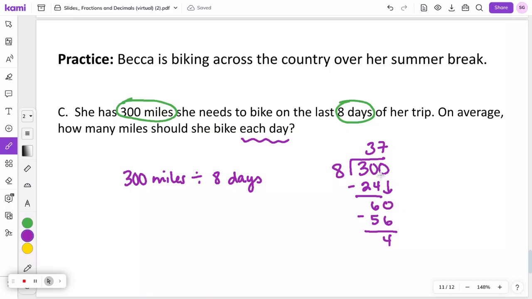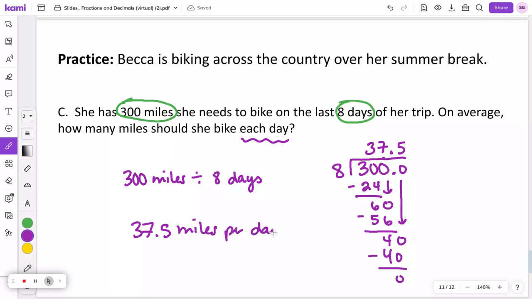I can say, well, 300 miles is the same thing as 300.0 miles. And by putting that 0.0 there, that helps me, because now I have another number to use. I can say how many 8s are in 40, and there are going to be 5. I've put that decimal right there at the same place where I put the 0.0. 5 times 8 is 40. And that gives me a remainder of 0, so I know I'm done. So on average, how many miles should she bike each day? She should bike 37.5 miles per day. If she did that every day for 8 days, it would give us that total 300 miles she has left.